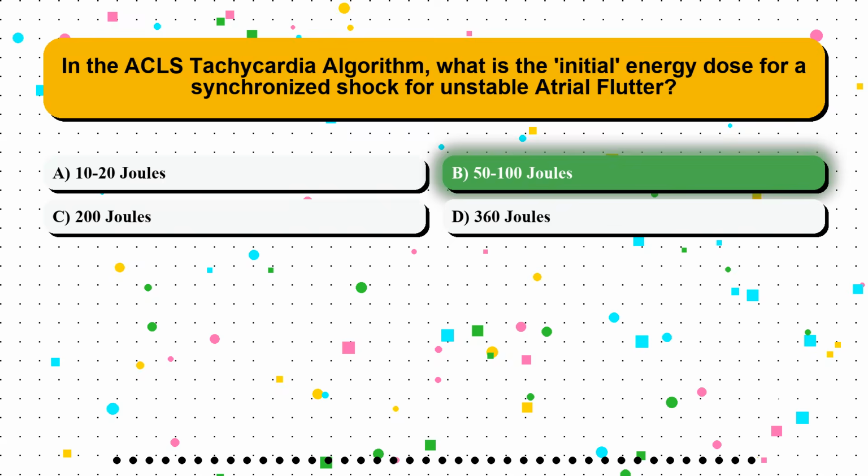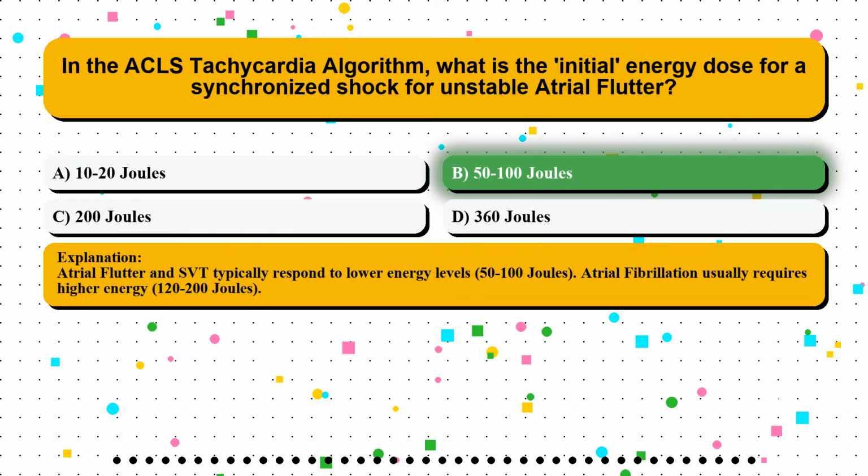The correct answer is option B, 50 to 100 joules. Atrial flutter and SVT typically respond to lower energy levels, 50 to 100 joules. Atrial fibrillation usually requires higher energy, 120 to 200 joules.